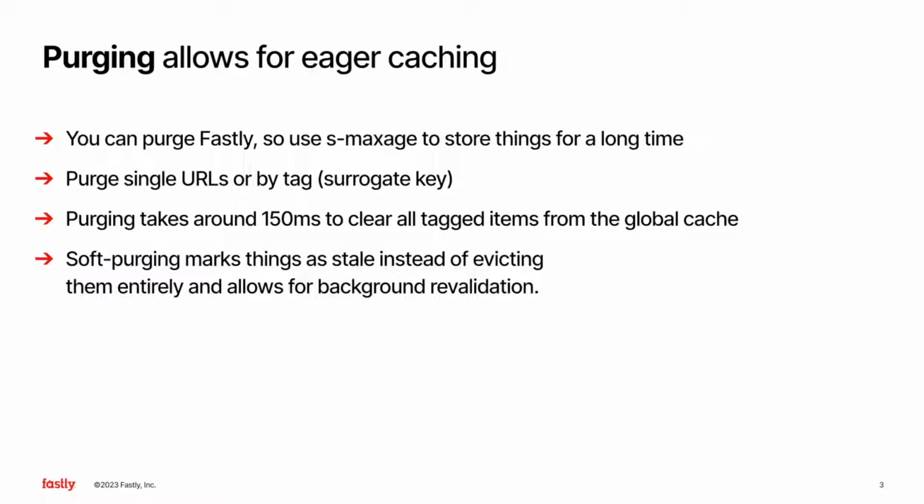You can purge single URLs, or you can purge by tag, which is the surrogate key feature that Andrew was talking about. And this takes around 150 milliseconds to clear the tagged items from the global cache. There's also soft purging, which marks things as stale instead of immediately removing them from the cache. And this allows things to be revalidated in the background with a feature that Andrew is going to mention shortly, which is stale requests. Okay.